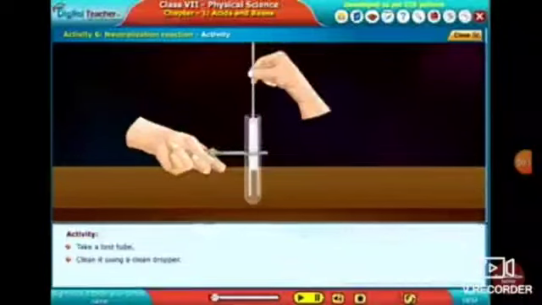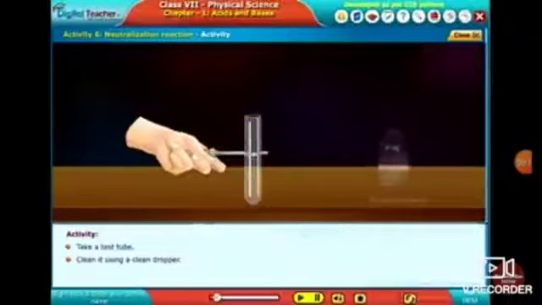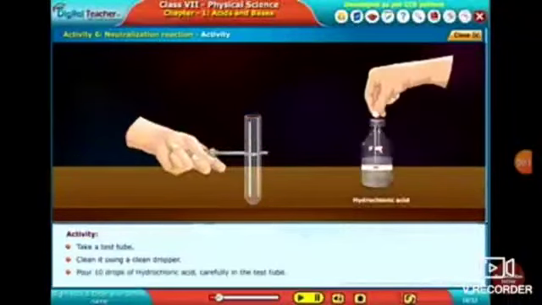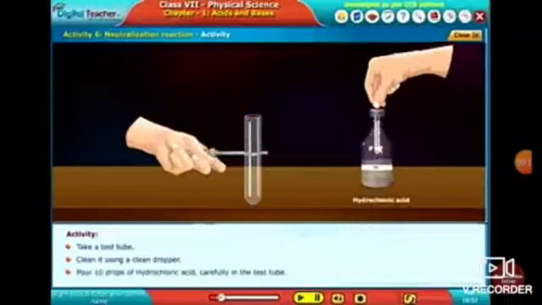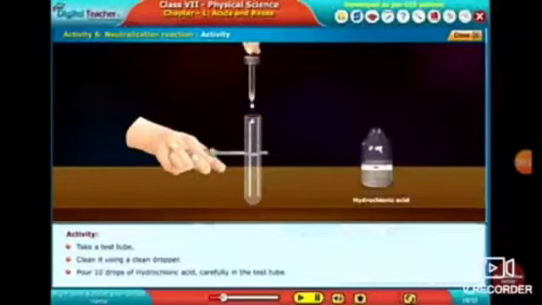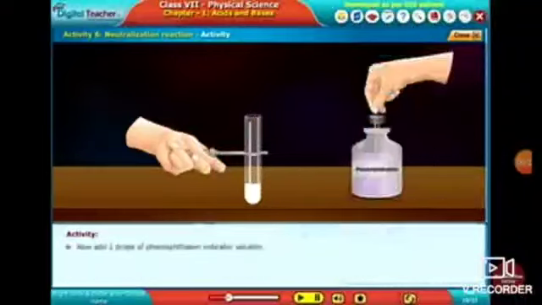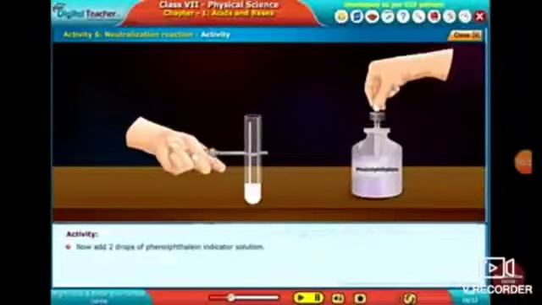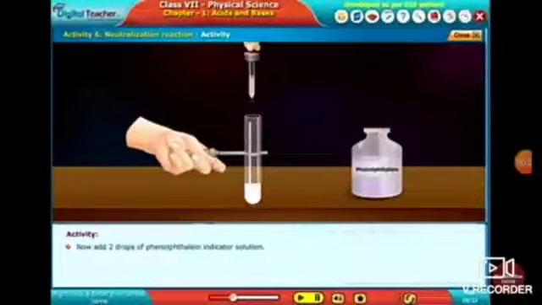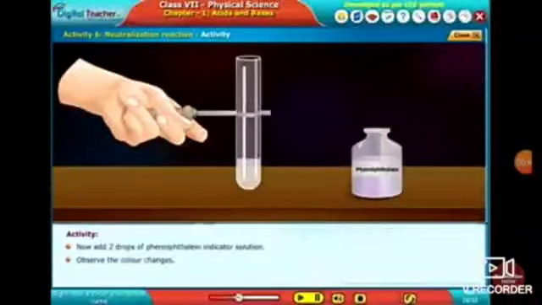Take a test tube, clean it using a clean dropper, pour 10 drops of HCl, hydrochloric acid, carefully in the test tube. Now add 2 drops of phenolphthalein indicator solution. Observe the color changes.